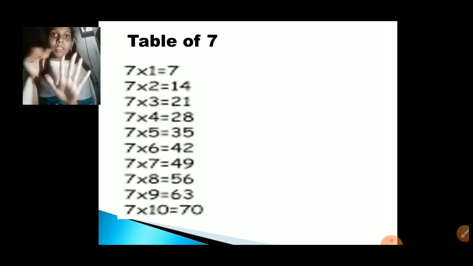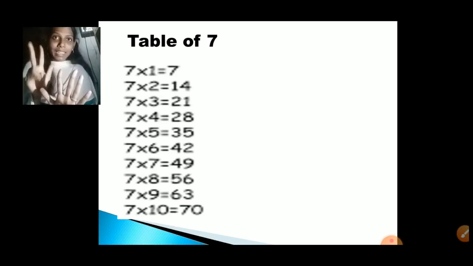Again we will revise table of 7. Okay? 7 ones are 7, 7 twos are 14, 7 threes are 21, 7 fours are 28, 7 fives are 35, 7 sixes are 42, 7 sevens are 49, 7 eights are 56, 7 nines are 63, 7 tens are 70.